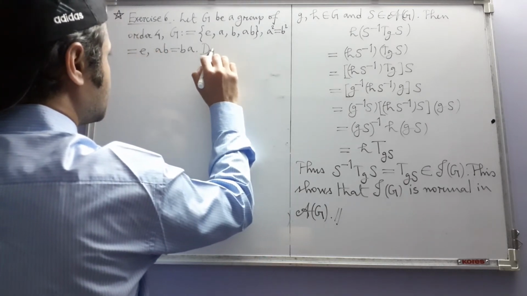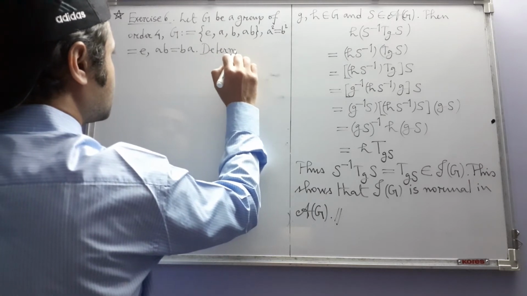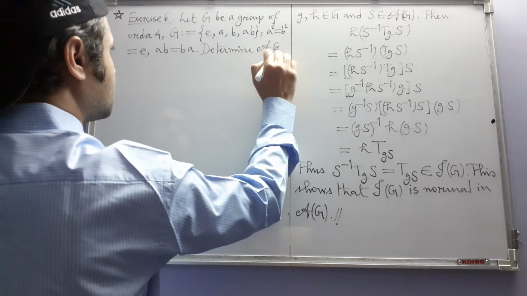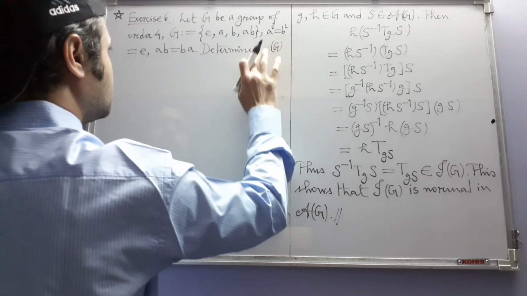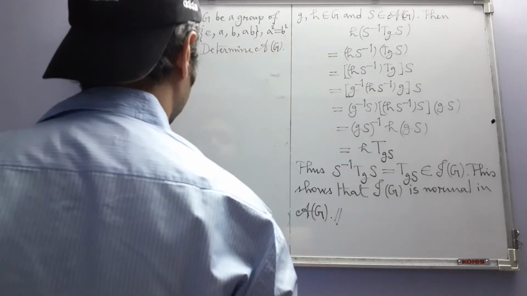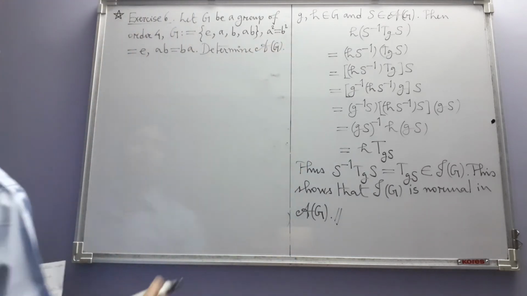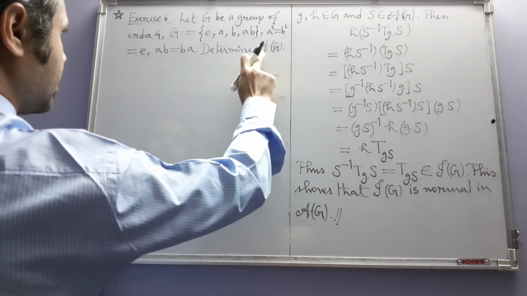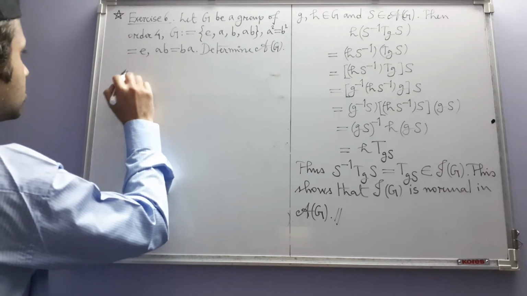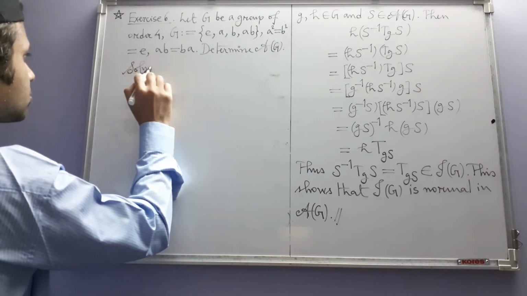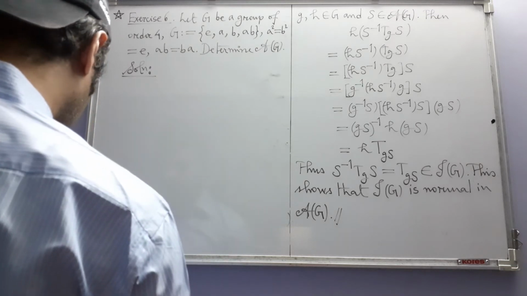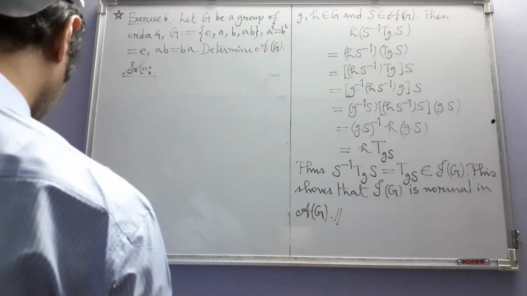Determine the automorphism group of G. I think I will never learn to write this A properly. We are going to concentrate on two maps defined on G.